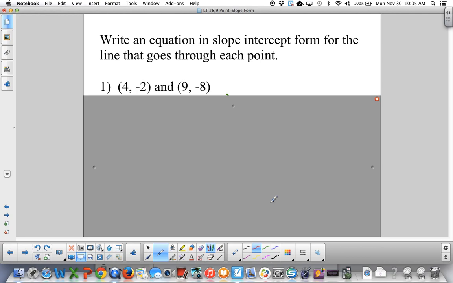Pause the movie, try this one on your own, and then press play when you are finished. Okay, let's see how you did.